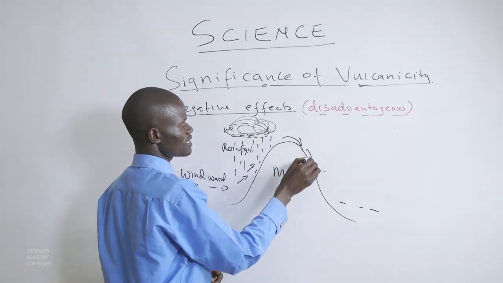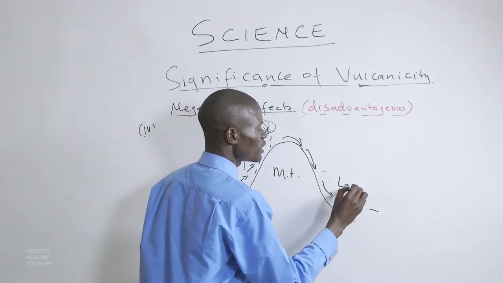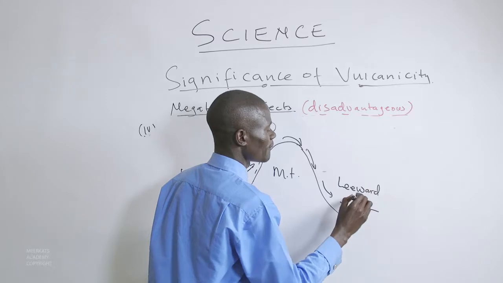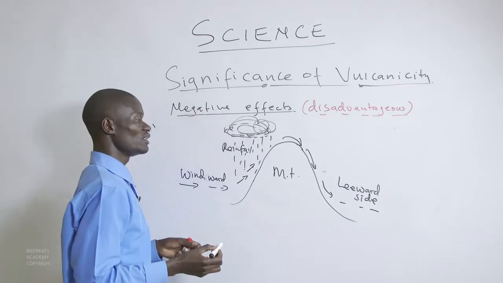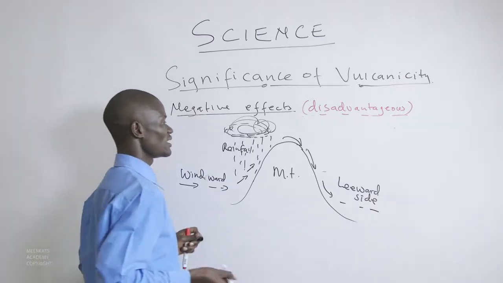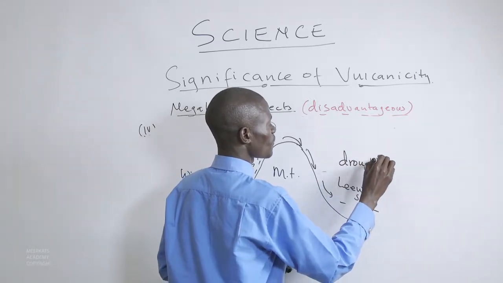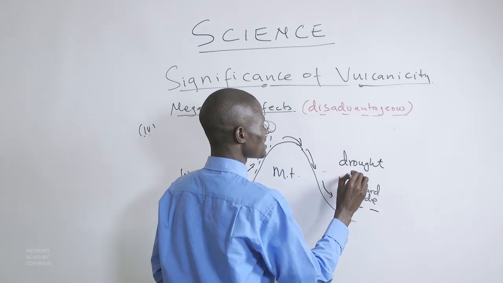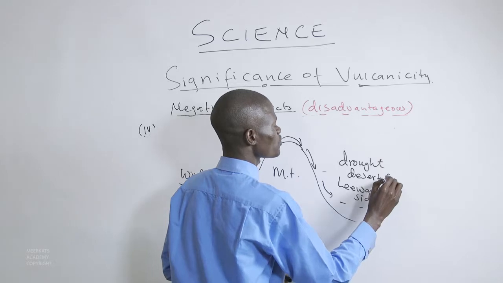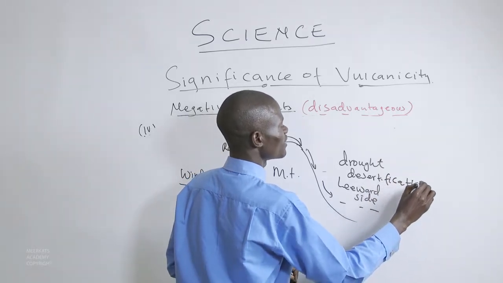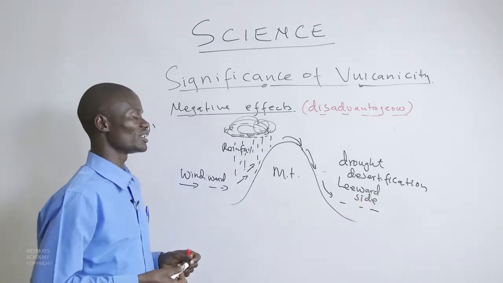When the wind crosses to the opposite side of the mountain, which is now the leeward side, as the wind descends, the pressure increases. Therefore, it leads to drought-like conditions. There will be drought and desert-like conditions, which we refer to as desertification. The region will be desertified, especially on the leeward side of the mountain.